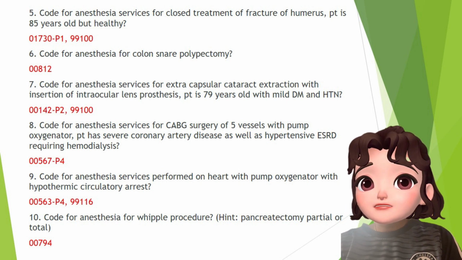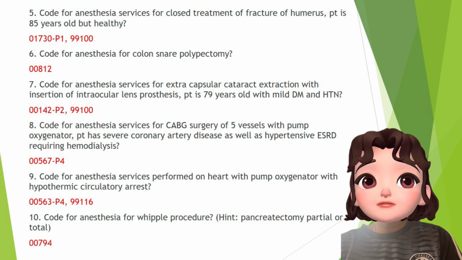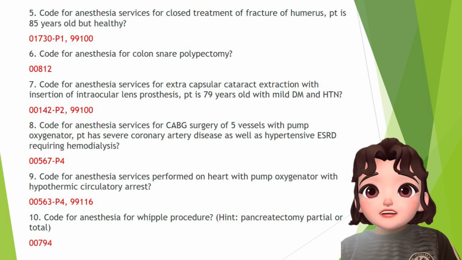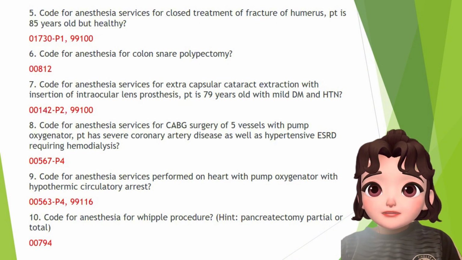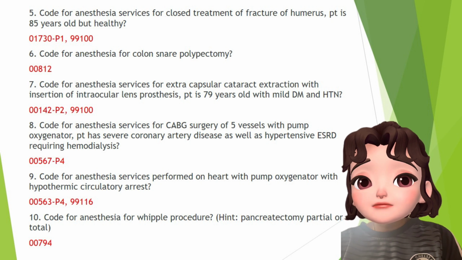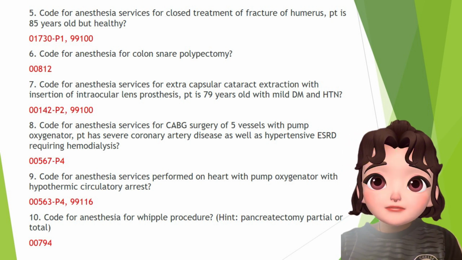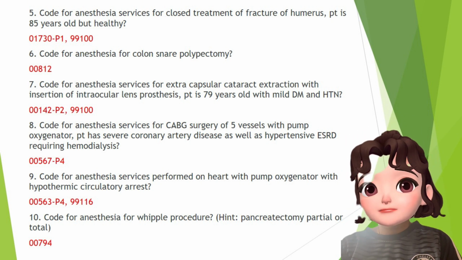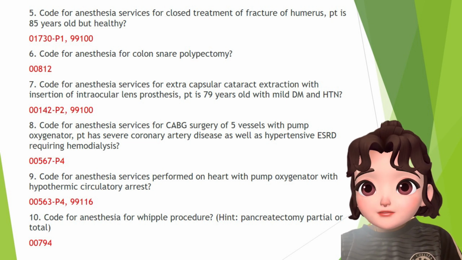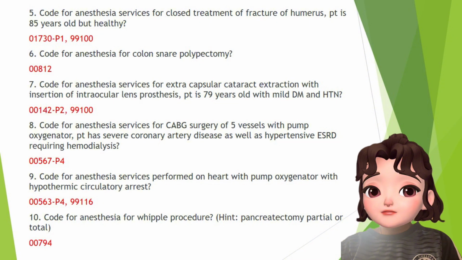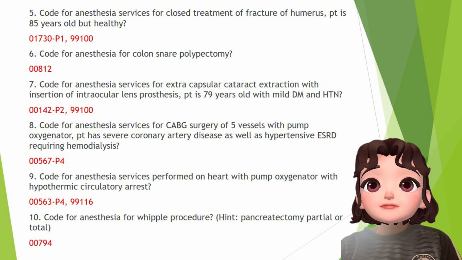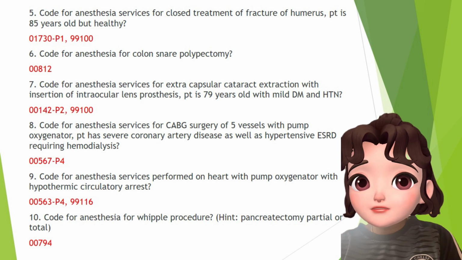So closed treatment of fracture of humerus. First we need to check the code. It will be 01730. Then we need to put the physical status modifier P1, and we will code the qualifying circumstances 99100. That is an add-on code. Don't use a modifier along with the add-on code. P1 is a modifier that will be used along with the primary procedure. So this will be the final code.